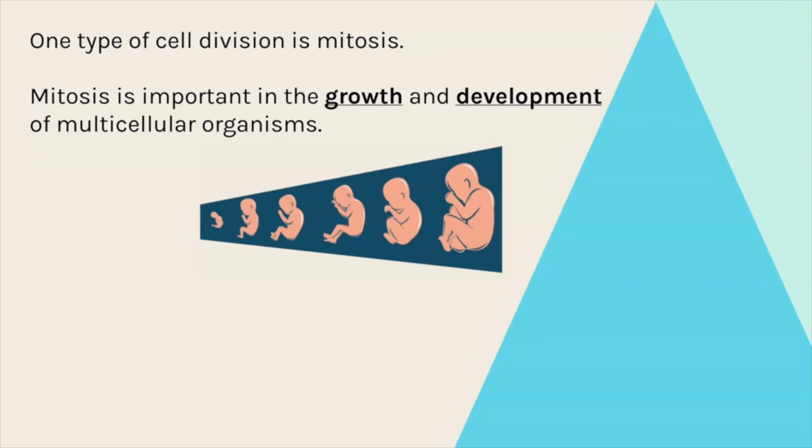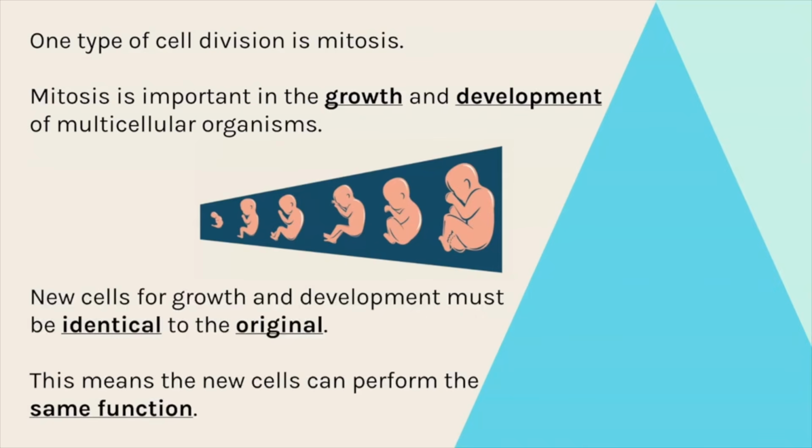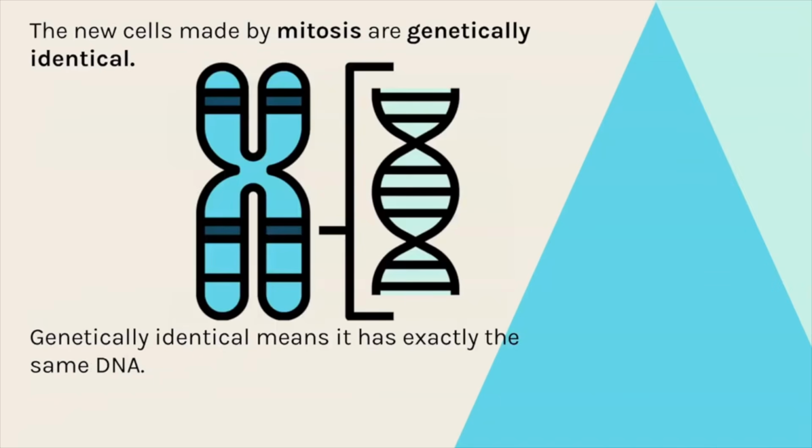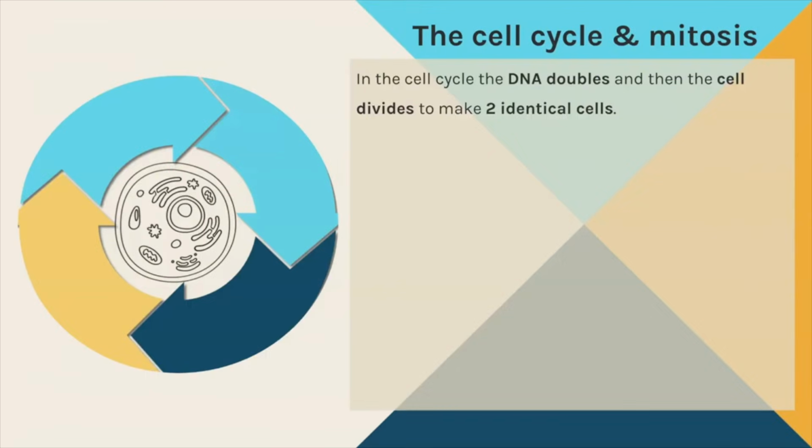So one type of cell division is mitosis, and it's really important for growth and development of multicellular organisms like plants and animals. New cells that are grown must be identical to the original if they're going to be replacing or adding to the existing cells. And that's so that these new cells also perform exactly the same function. Now, when we say identical, we're meaning genetically identical. And genetically identical means that inside of the nucleus, they have exactly the same DNA. So the same chromosomes with the same genes and alleles on them.